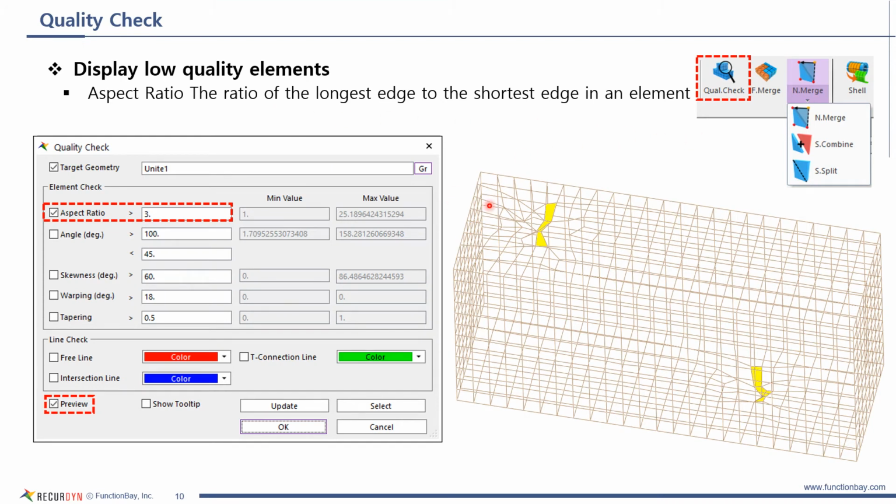Quality check highlights the elements that violate given conditions. Using this, it is possible to judge the quality of the mesh and improve them as needed. In this image, elements whose aspect ratio are greater than 3 are highlighted in yellow.